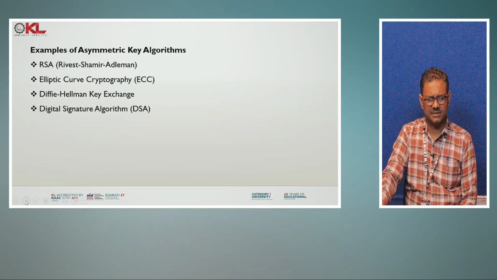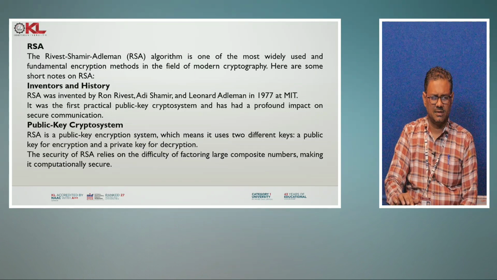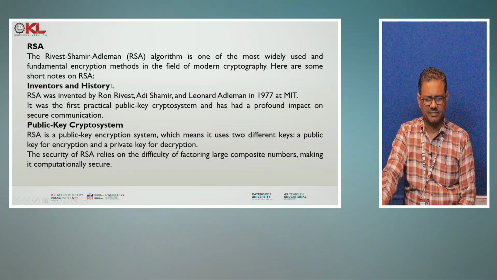Examples of asymmetric algorithms are RSA, elliptic curve cryptography, Diffie-Hellman key exchange, and the digital signature algorithm, DSA. These are the four examples of asymmetric algorithms. First, RSA. This is one of the public key encryption systems, which means it uses two different keys. The public key is for encryption and the private key is for decryption. One key is used for encryption, another key is used for decryption.